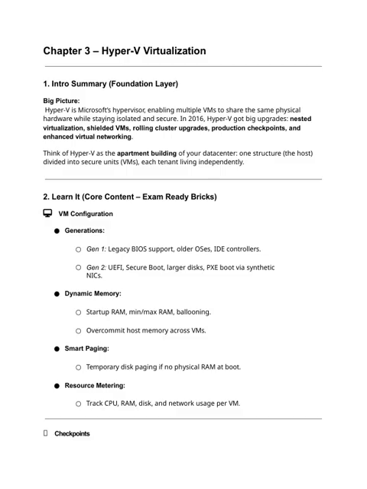Next is dynamic memory. This feature allows you to allocate startup RAM, set minimum and maximum memory limits, and enable ballooning, which dynamically adjusts memory based on demand. It's a smart way to optimize resource use and overcommit host memory across multiple VMs. Then there's smart paging. Think of it as temporary disk space used during VM startup if your physical RAM isn't enough. It helps ensure the VM can start smoothly even when resources are tight.